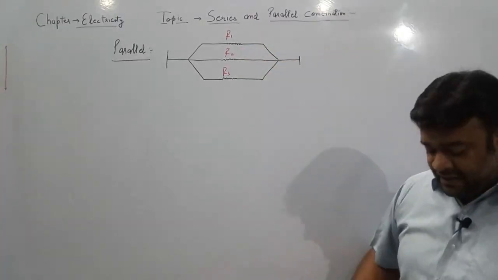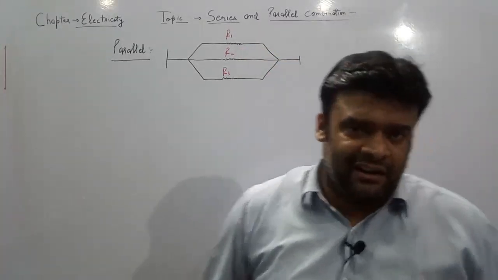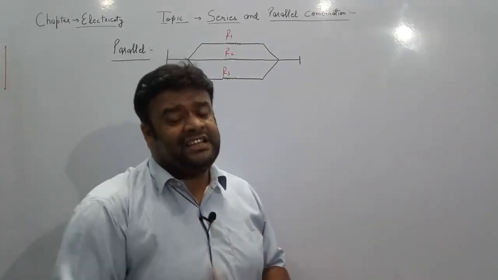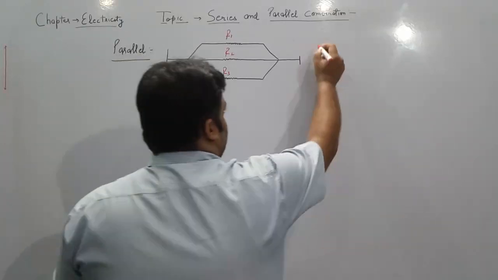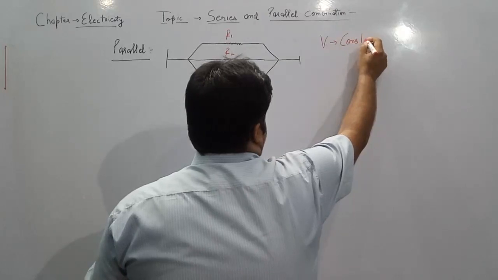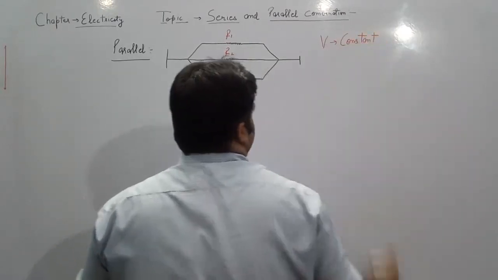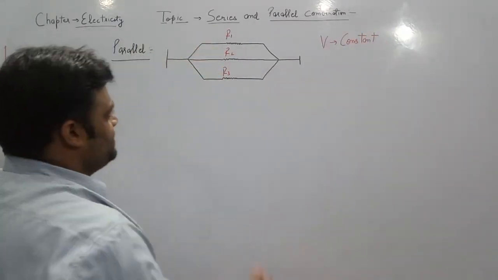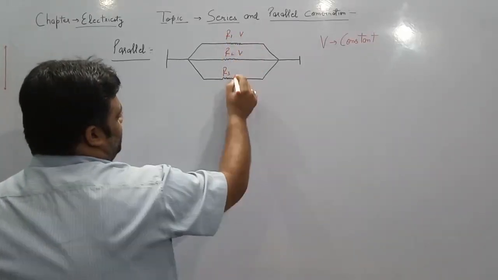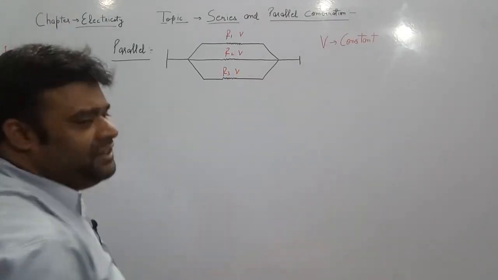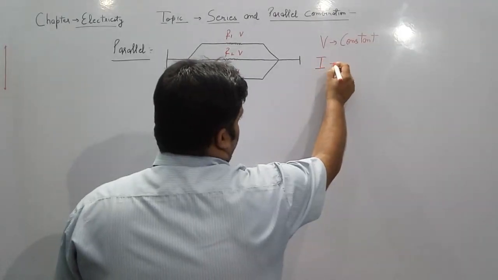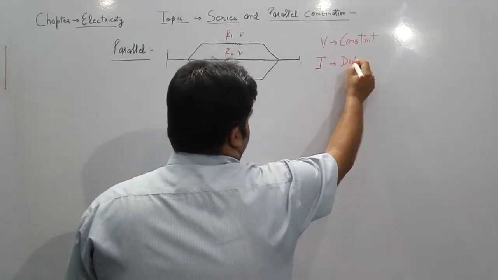Now when resistances are connected in parallel combination, potential difference is constant at each point. That is, the value for V, potential difference, is constant in each line which is parallel to each other. That is, if potential difference is V here, potential difference will be V here and it will be V at R3 also. And current, that is the value for I, is different at each point.